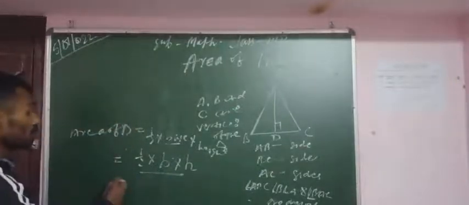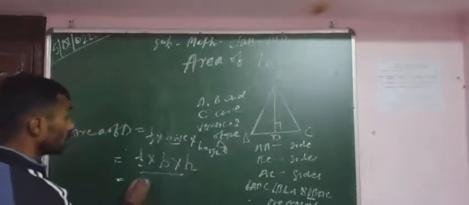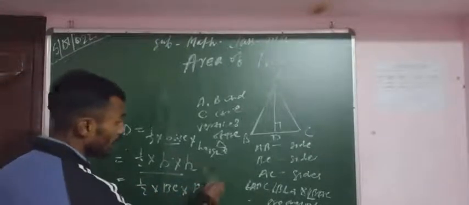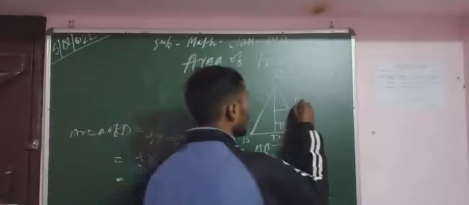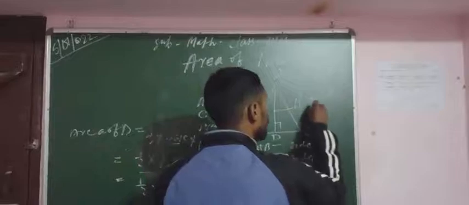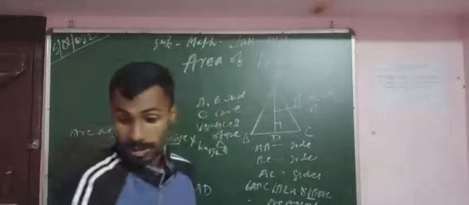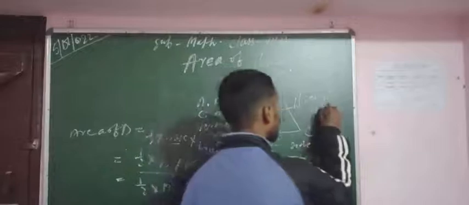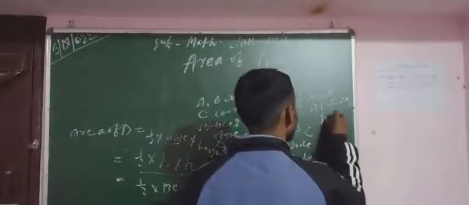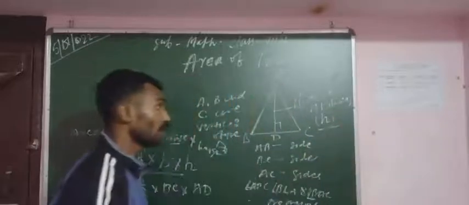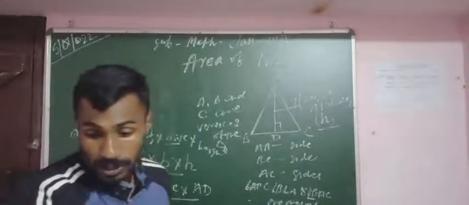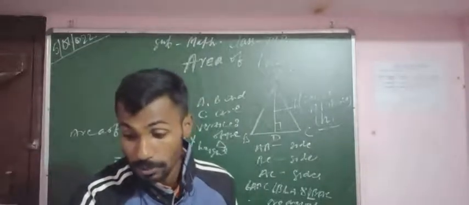If we talk about this figure, that means half into BC, where BC is the base and AB is the height of the triangle. Height, H-E-I-G-H-T, is sometimes known as altitude, A-L-T-I-T-U-D-E. The altitude of the triangle is denoted by h. We can use this formula to calculate the area of the triangle.